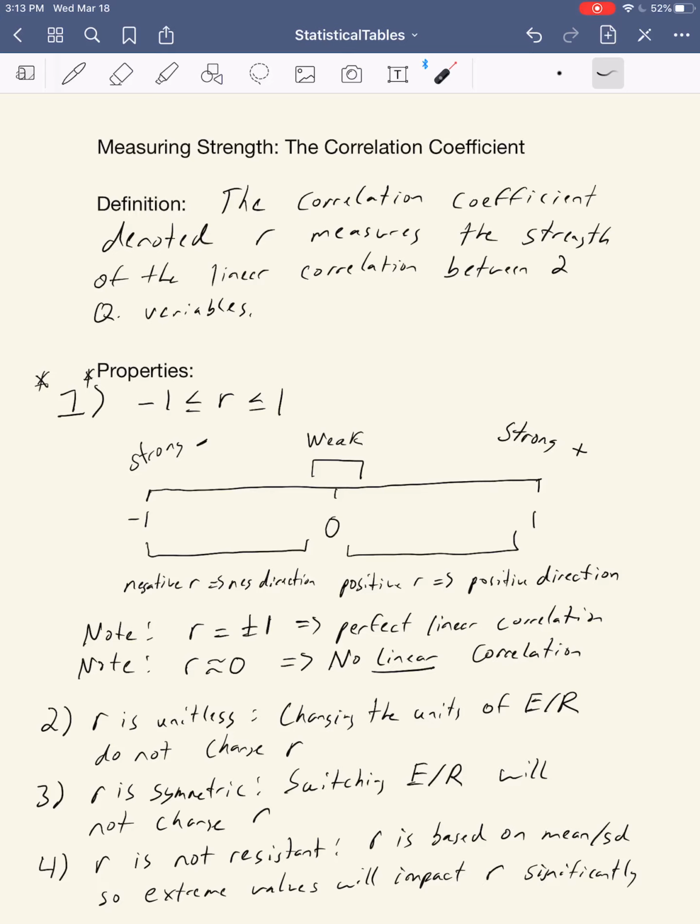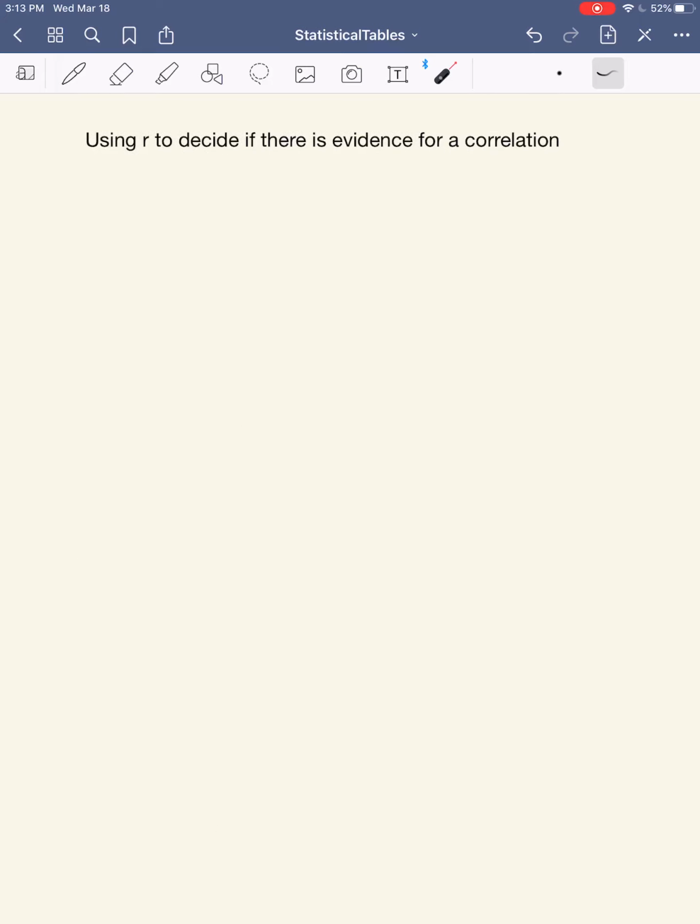Now, the next thing we need to sort of discuss is how do we actually use this correlation coefficient? We know things close to -1 or close to +1 are considered strong, and things close to 0 are considered weak. But what about that sort of middle area here? So now we're going to talk about actually understanding and interpreting that correlation coefficient. So let's go ahead and talk about how we're going to do that. We're going to discuss how to use R, use that correlation coefficient, to decide if there's evidence for a correlation. To do this, we're going to need to make use of a statistical table.